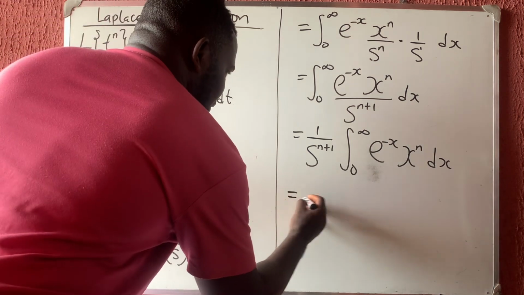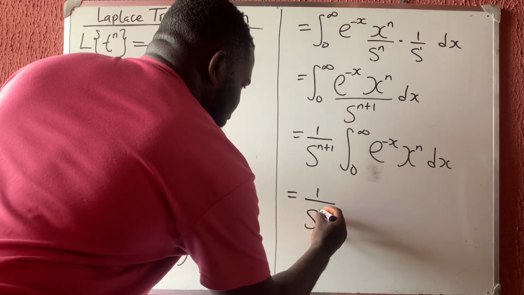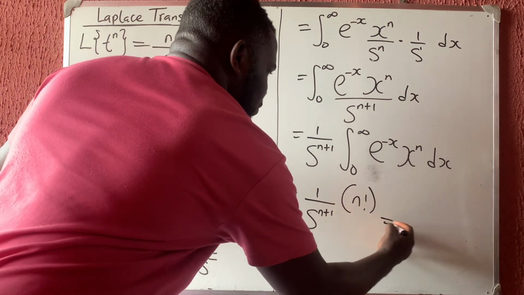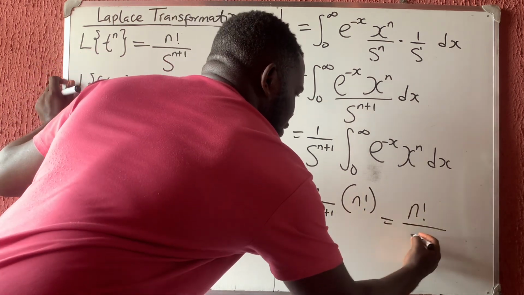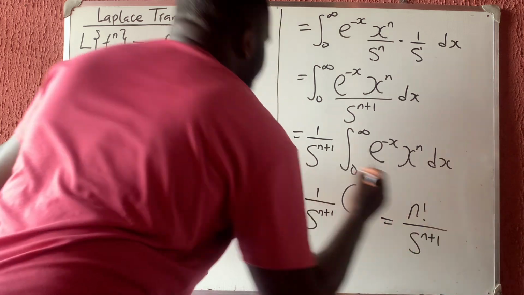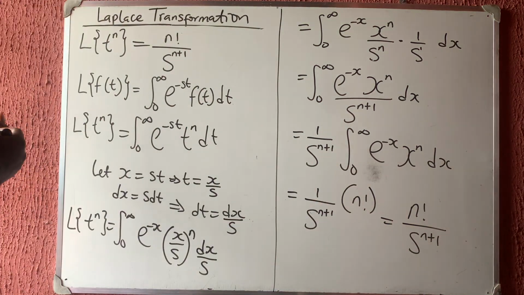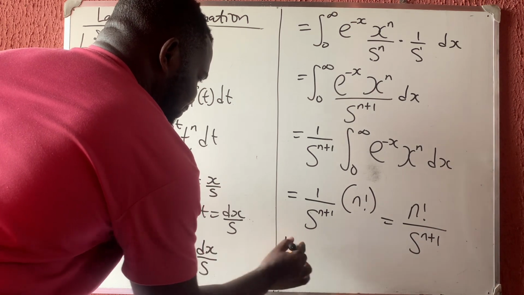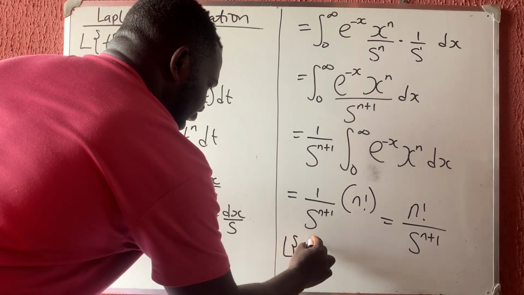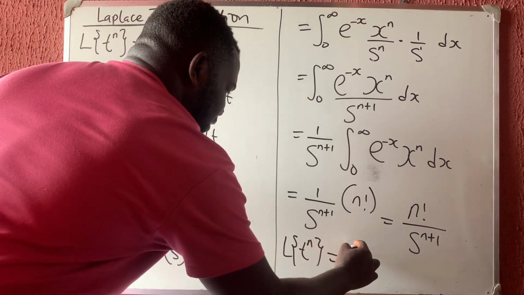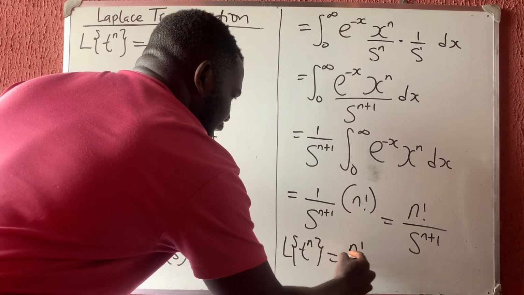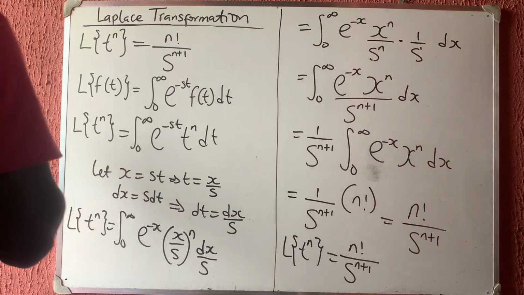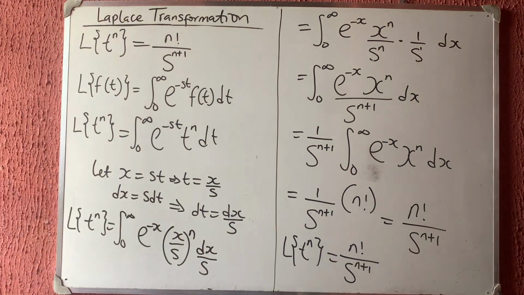So this is now 1 over s raised to power n plus 1, multiplied by n factorial, which will give you n factorial all over s raised to power n plus 1. So this is it. The Laplace transformation of t raised to power n is the same thing as saying n factorial all over s raised to power n plus 1. Okay, so this is the first way of proving it.